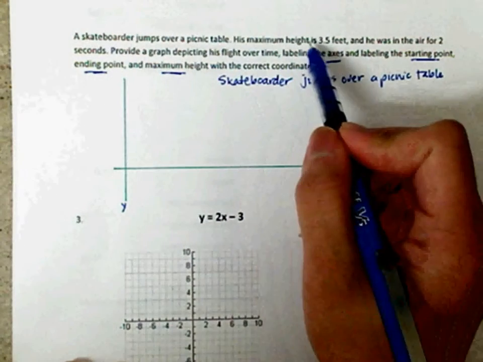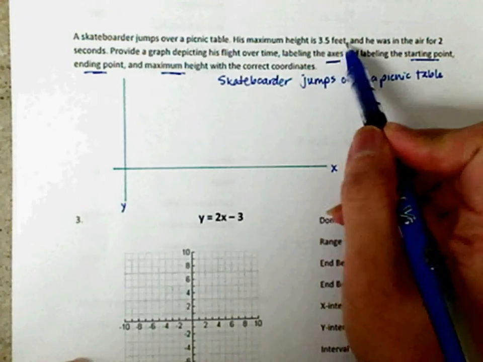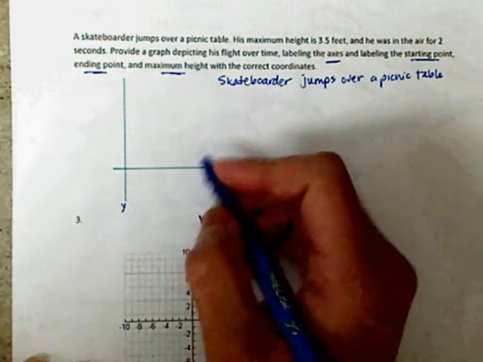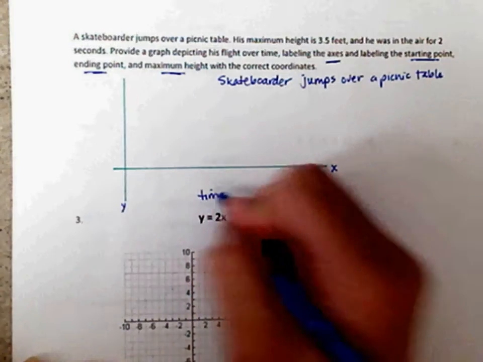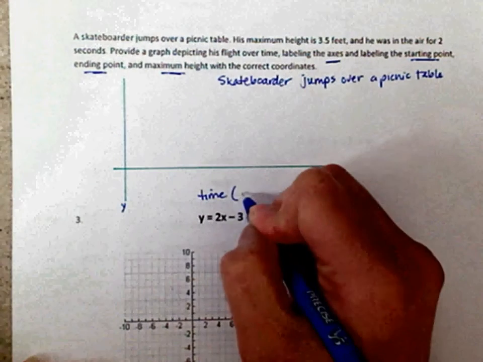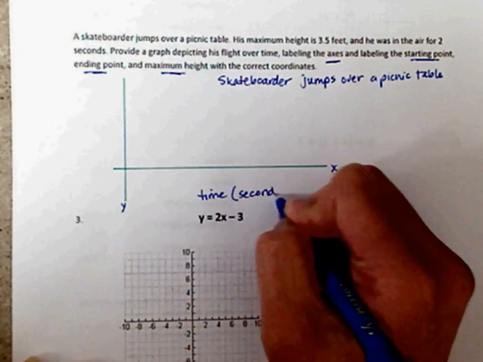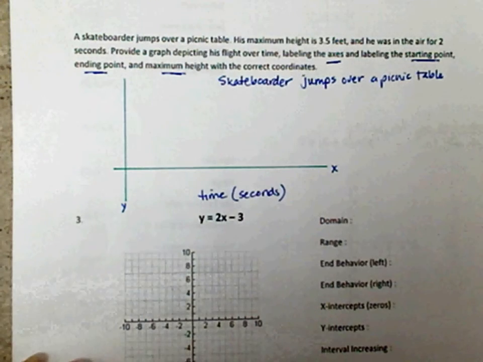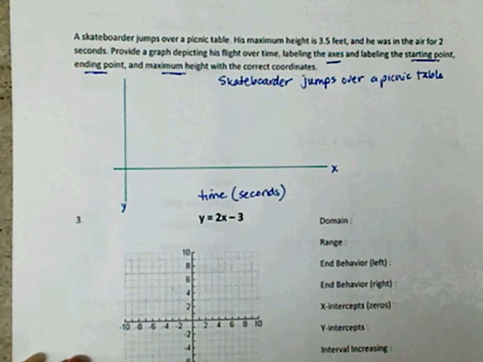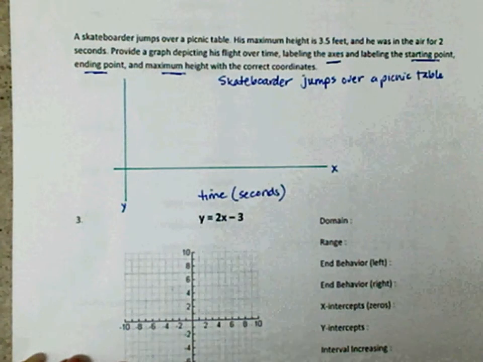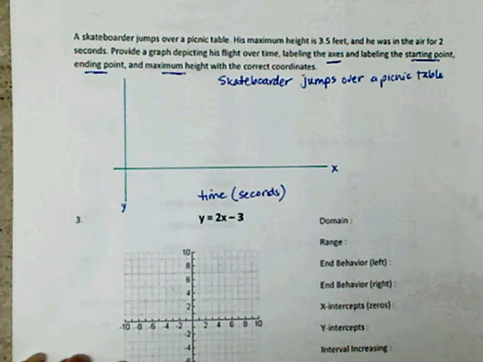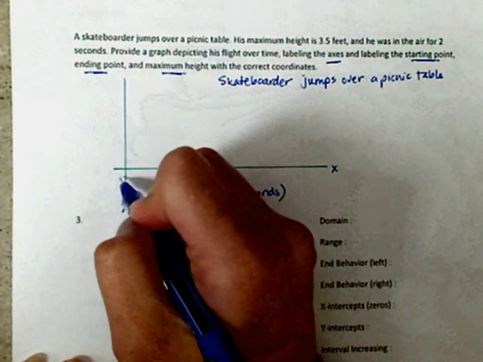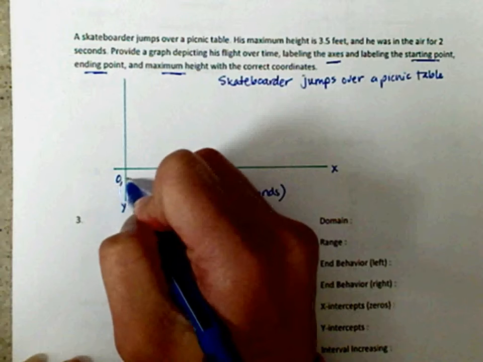Now, the height, notice, is in feet, and the time is in seconds. Time is always going to be your x-axis. And I'm going to have my unit of seconds. You need to have that. If you don't, is it in hours? Is it in days? Is it in weeks? This one, it's in seconds. And how do I know? Because it said so right here. And our starting point is going to be 0, 0.